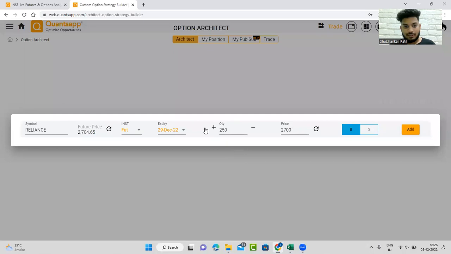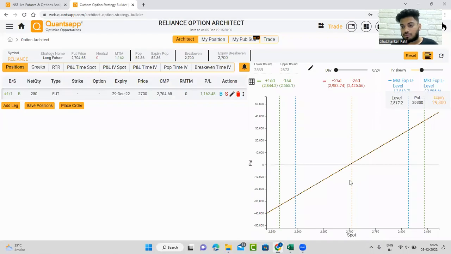So now let's summarize it. I am creating a Reliance futures contract to buy it at 2700 on 29th of December 2022. How many quantities? 250 quantities. If I would have sold this, I am obligated to sell the Reliance shares at 2700 rupees on 29th of December, 250 quantities. You hit the add button and you will get to see the payoff.